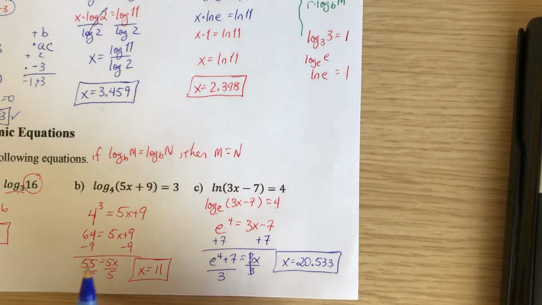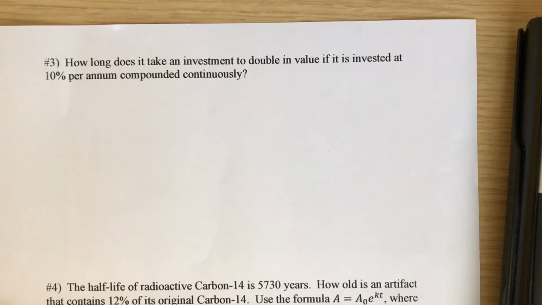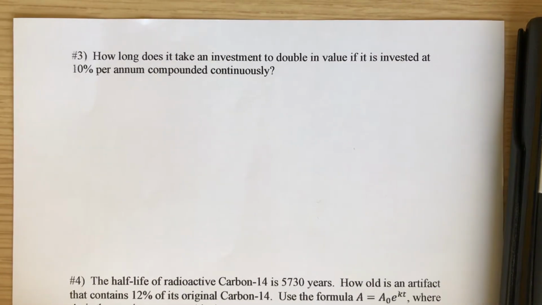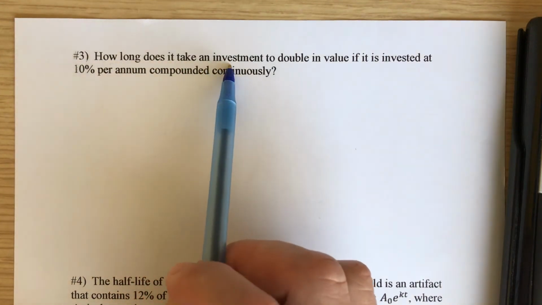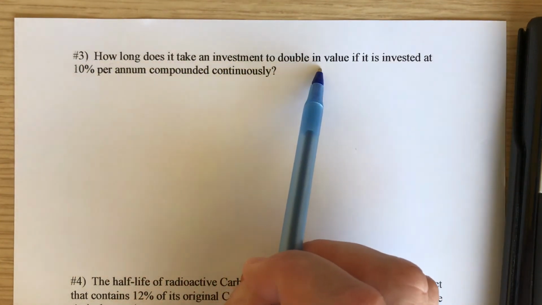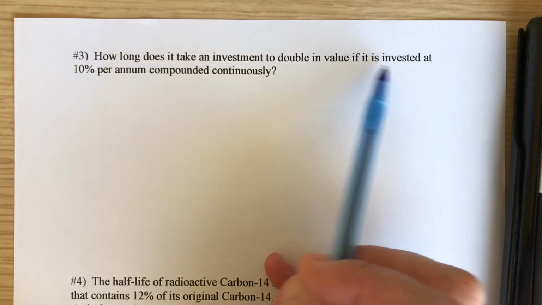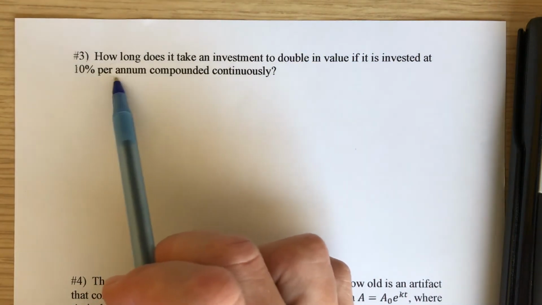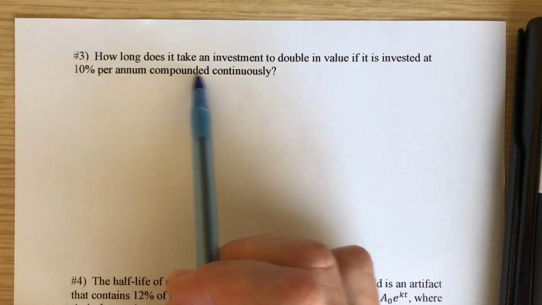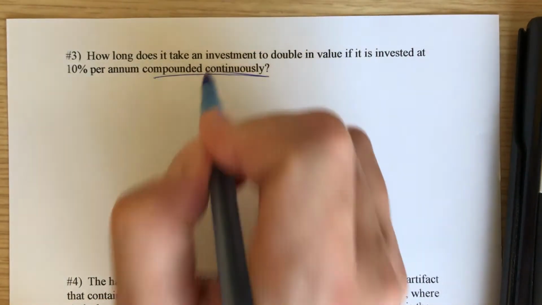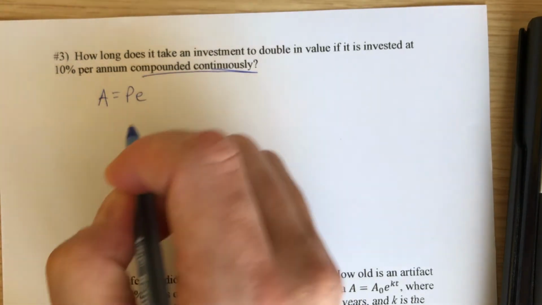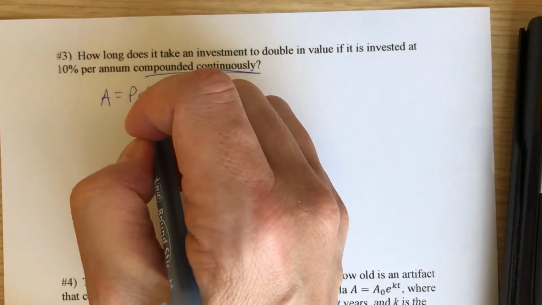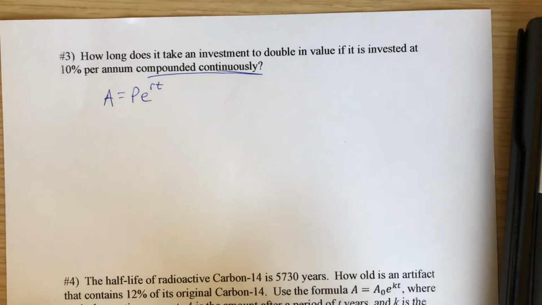All right, so let's take a look now. We've got 2 more problems here. We've got a word problem. Number 3 says, how long does it take an investment to double in value if it is invested at 10% per annum, so per year, compounded continuously? Okay, so compounded continuously, we have a formula for that. It's the principal times e raised to the r times t.